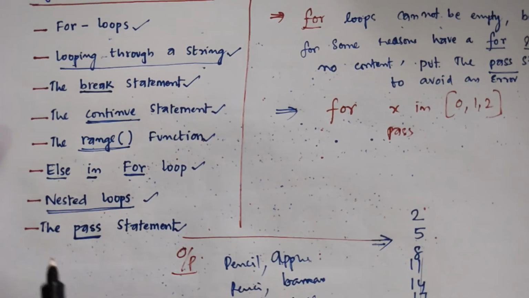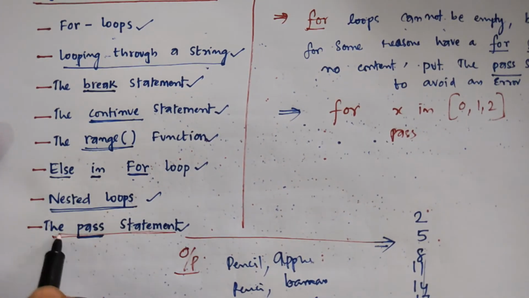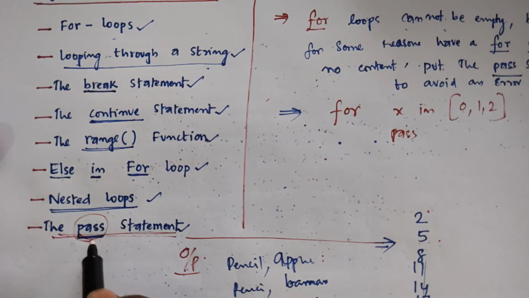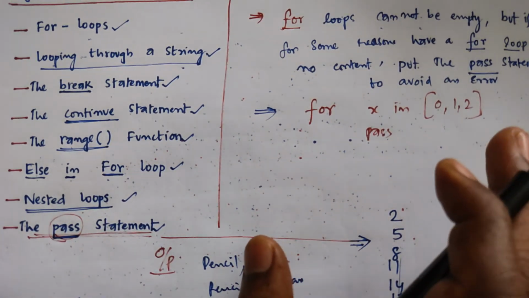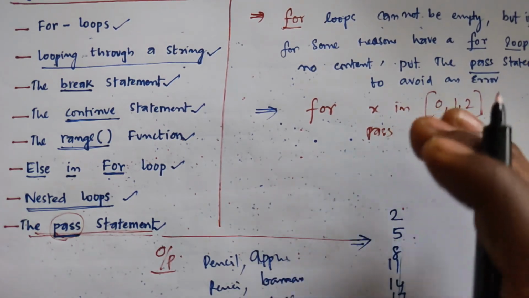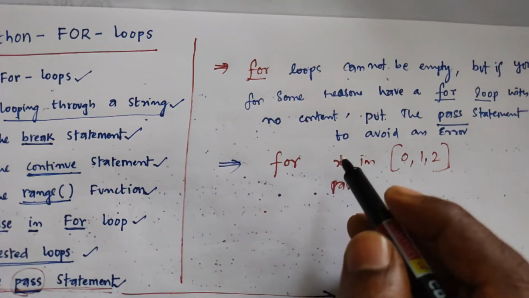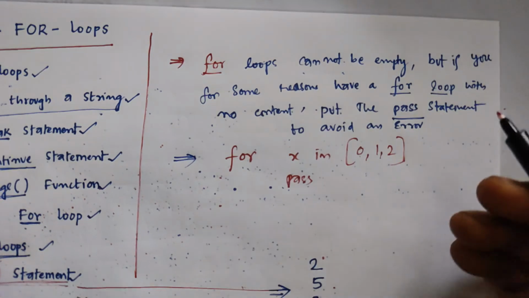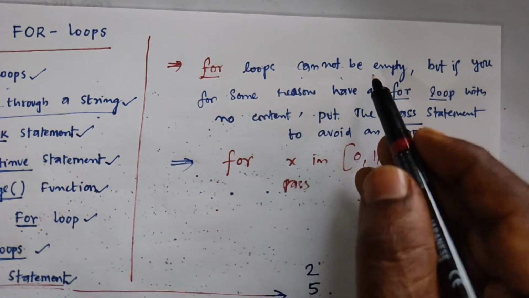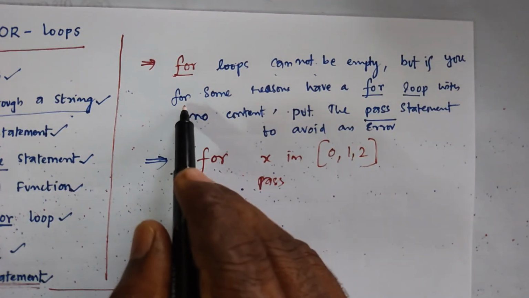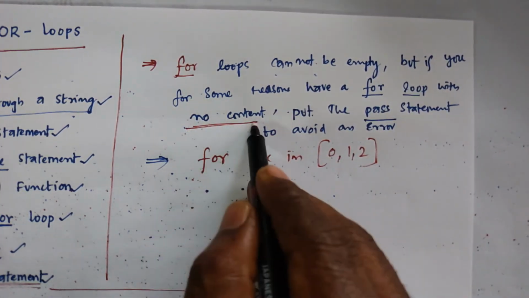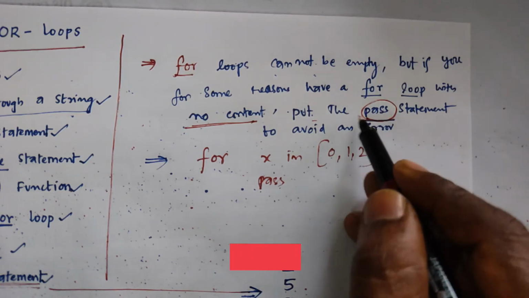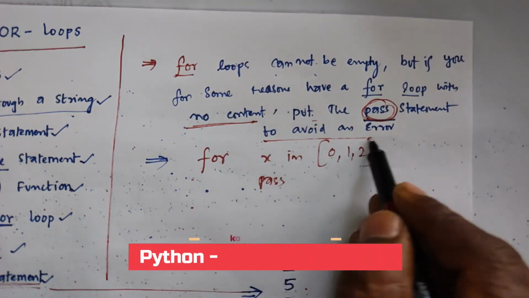And the last one is the pass statement. A for loop cannot be empty. But if for some reason you have a for loop with no content, put in the pass statement, and you can avoid the error.